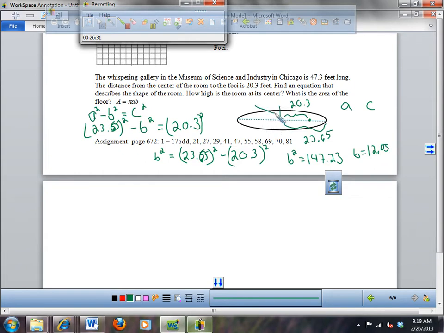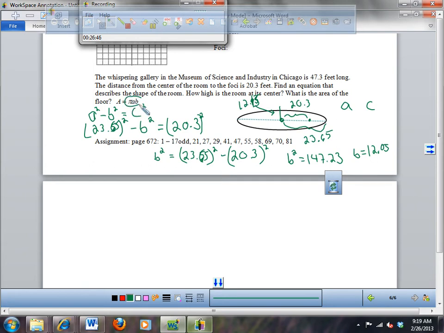Right there, it's 12.05. Well, that was just a guess. It's a pretty good guess, though. 12 point what? 13. Yeah. That was a good guess, though. What is the area?